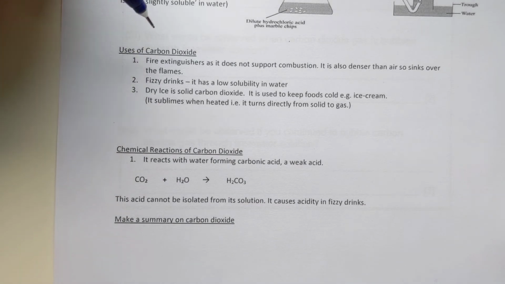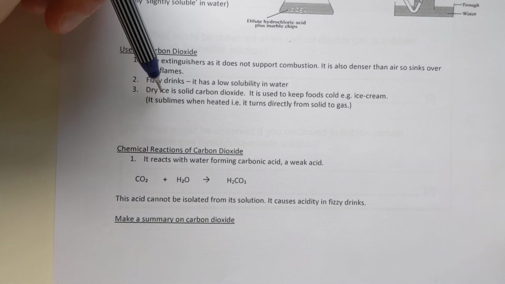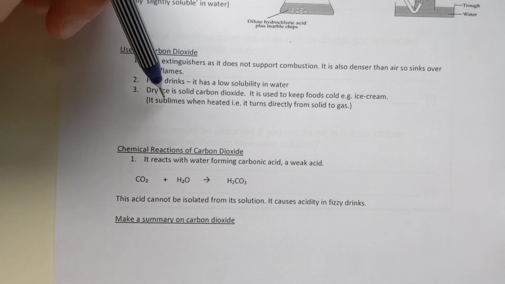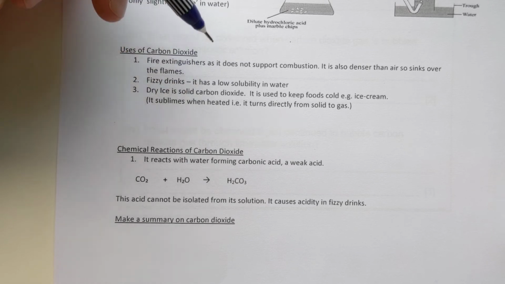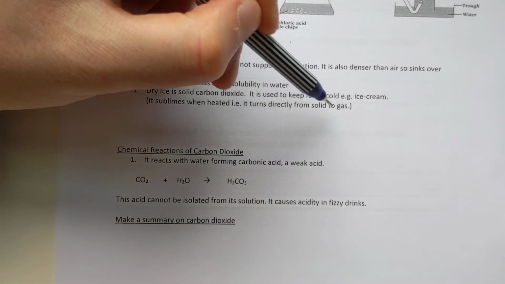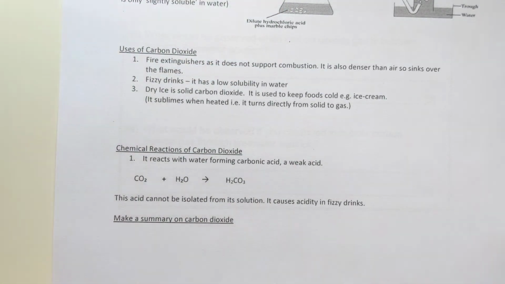And the third one, quite an interesting use, is dry ice. You might see that sort of smoky effect you get from dry ice. It's basically a solid form of carbon dioxide, similar to liquid nitrogen. It's very cold. It's used to keep things cold, like ice cream. So that's another use, in dry ice.